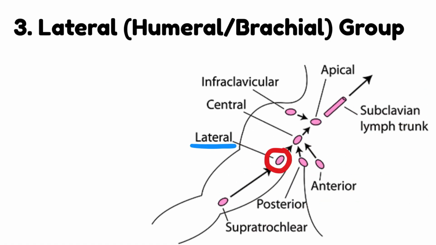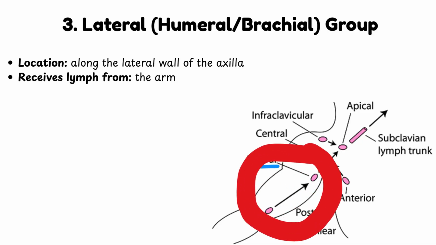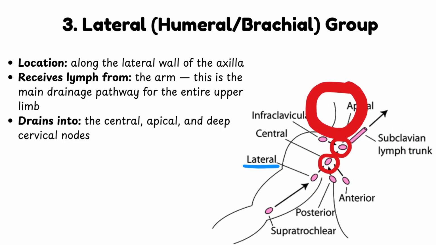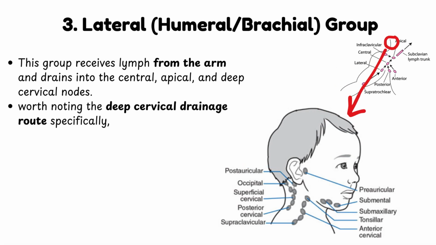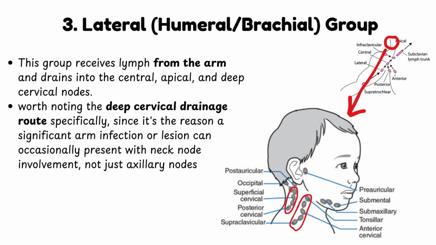The lateral, humeral or brachial group. It is located along the lateral wall of the axilla. It receives lymph from the arm. This is the main drainage pathway for the entire upper limb. Then it drains into the central, apical, and deep cervical nodes. Worth noting the deep cervical drainage route specifically, since it's the reason a significant arm infection or lesion can occasionally present with neck node involvement, not just axillary nodes.